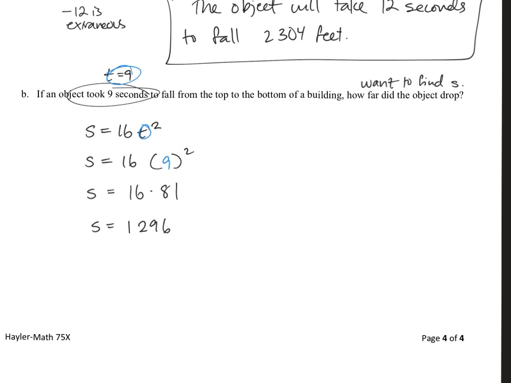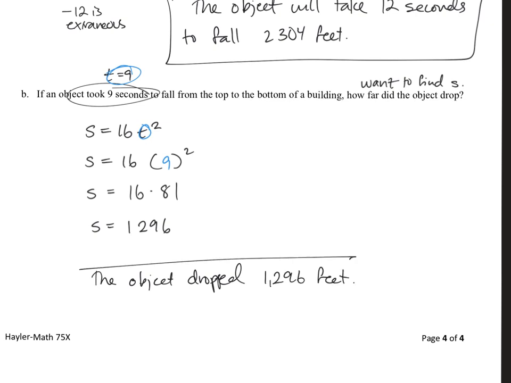Does that answer make sense? Yeah, it's a positive number, and a building is a positive height. You count height in positive numbers. So our answer is the object dropped 1,296 feet. Okay, and that is it for 4.4.